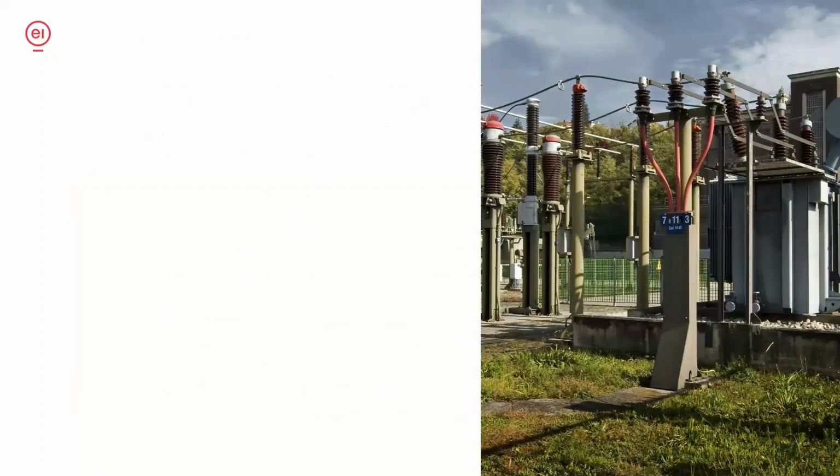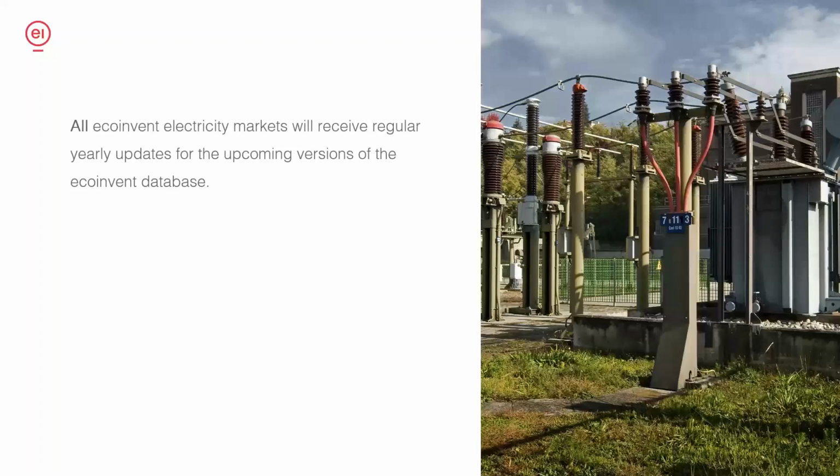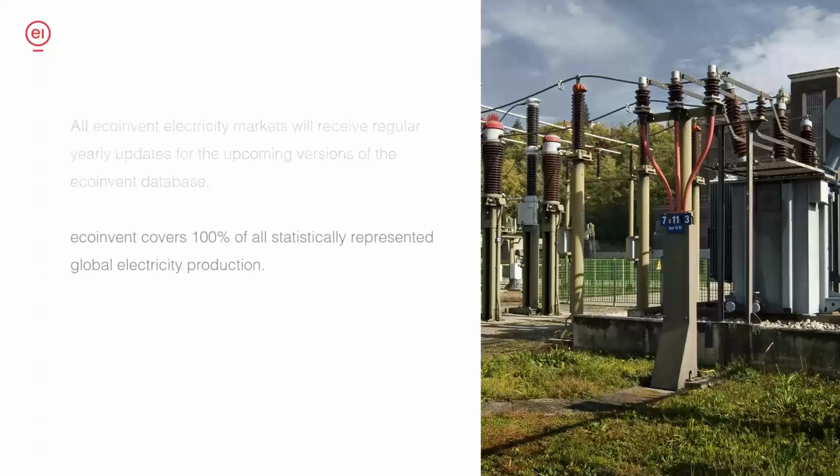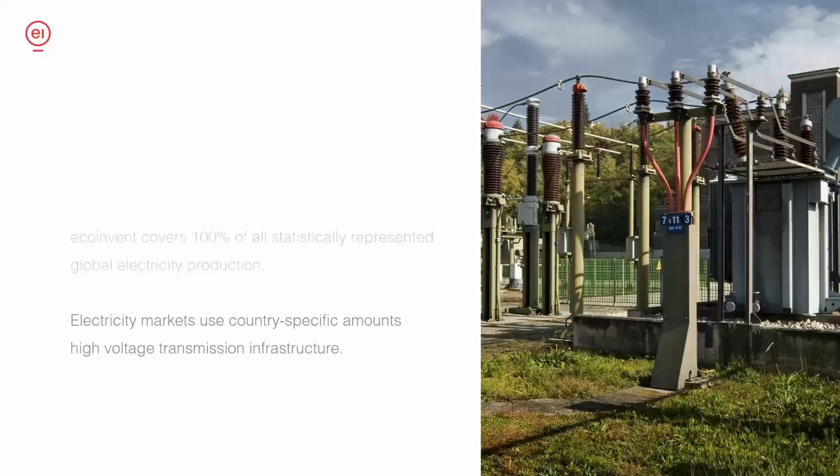At this point, I would like to mention some key takeaways from the first 4 updates we presented in this webinar. Up to this point, we have presented the regular update path for most of the electricity markets, as well as the specific update procedures for the missing geographies. This means from version 3.9 onwards, all ecoinvent electricity markets will receive regular yearly updates. All ecoinvent electricity markets together cover 100% of statistically represented global electricity production, and electricity markets now use updated country-specific amounts for high-voltage transmission infrastructure.